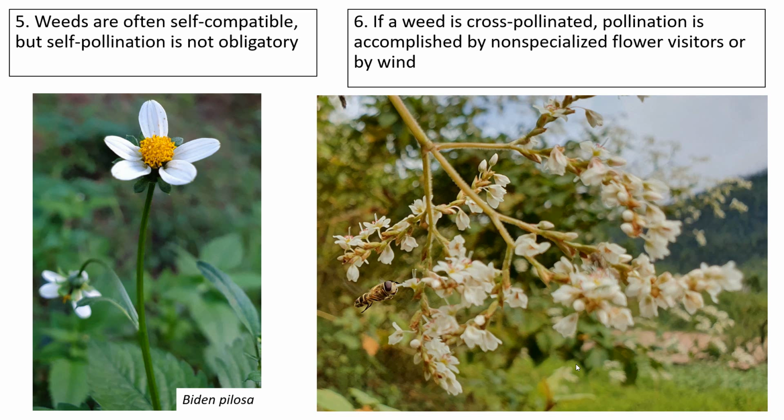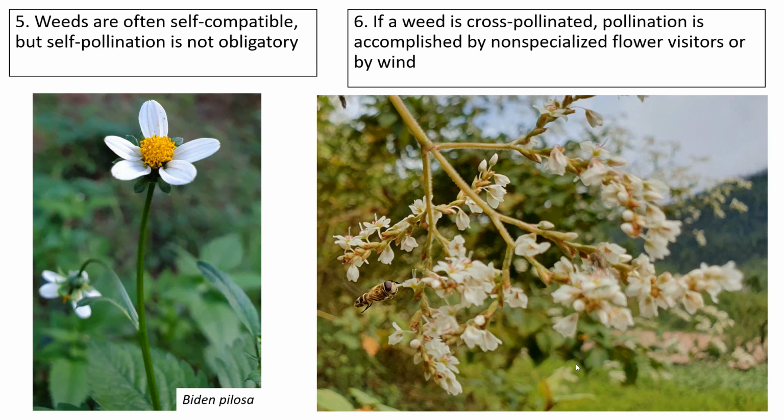5. Weeds are often self-compatible, but self-pollination is not obligatory. Although the weeds do have the capability to self-fertilize, they do not necessarily have to reproduce through self-pollination, as they can often be cross-pollinated by other agents. For example, Bidens pilosa is a self-compatible weed plant, but it can be cross-fertilized.